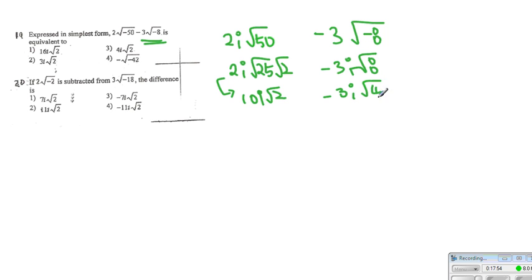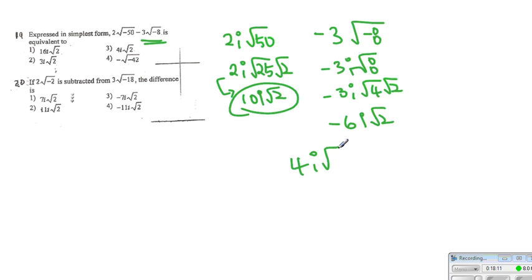Radical 4 times radical 2 ends up being negative 6i radical 2, because radical 4 and radical 3 multiplied together become radical 6. So once we subtract this one minus this one, we'll end up getting 4i square root of 2. That's our answer, which is choice number 3.